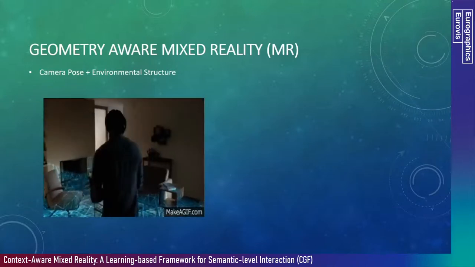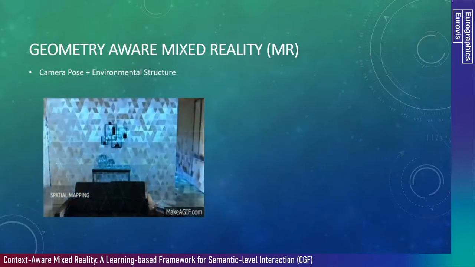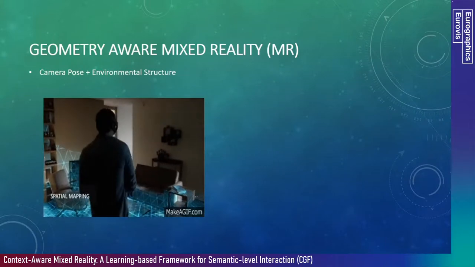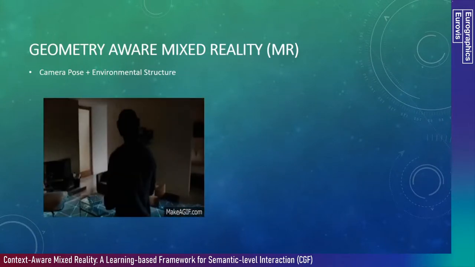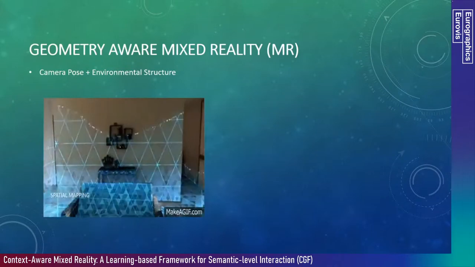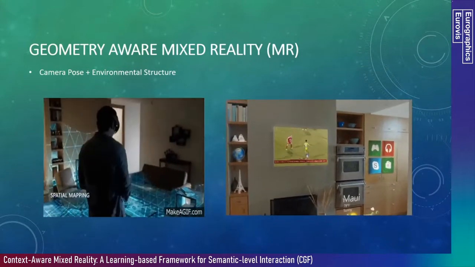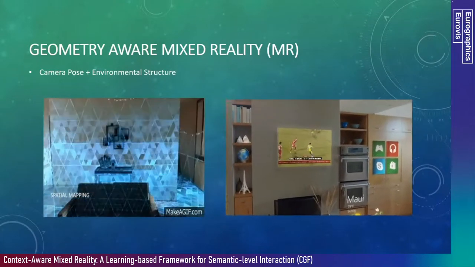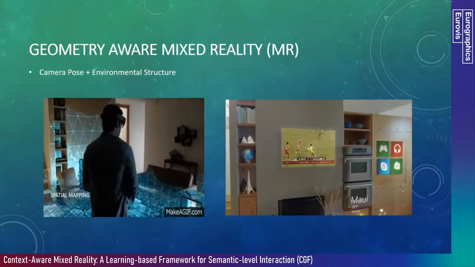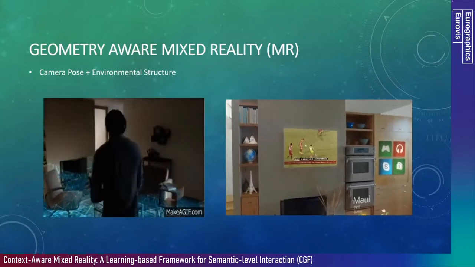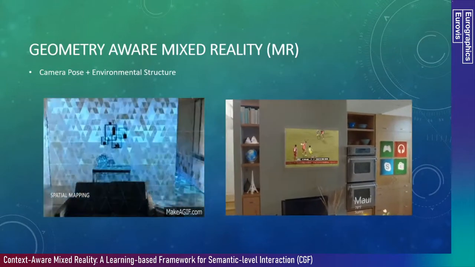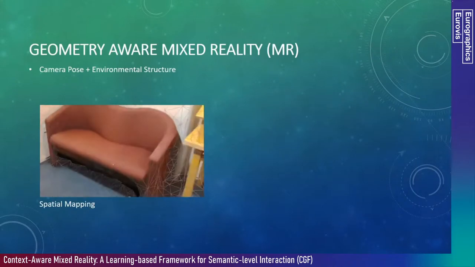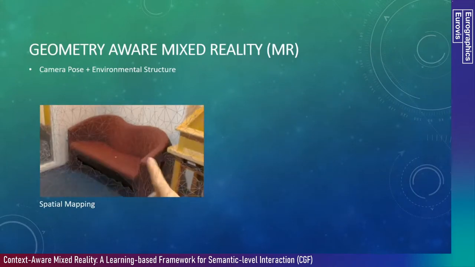Like in this video, it shows that the Microsoft HoloLens can build the environmental structure of your surrounding environment, called spatial mapping. And with this spatial mapping system, it enables a lot of MR applications, such as overlaying a virtual screen on your wall, and also some buttons, and also the visor map on the ground. And this video shows the process of spatial mapping.